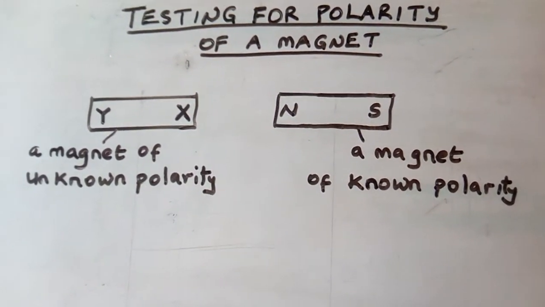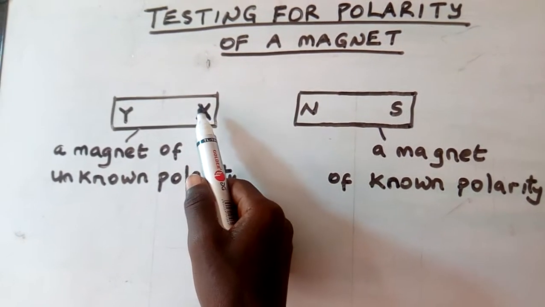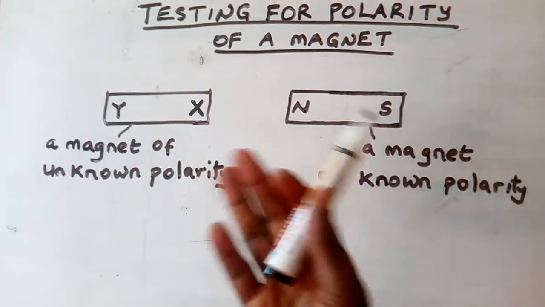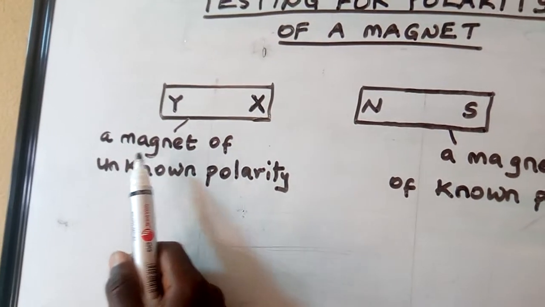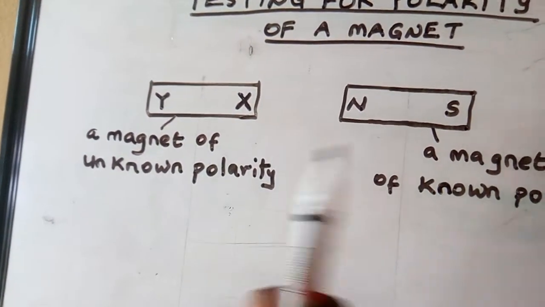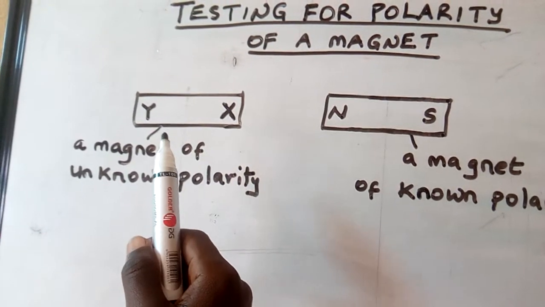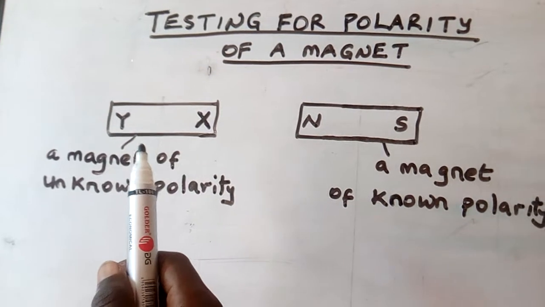So you are given a magnet like this one. You don't know this pole, you don't know this one. That's why we are calling it X and Y. They are not known. So this is a magnet. As you can see, we have written here, a magnet of unknown polarity. This is the magnet you are testing. So for you to test for the polarity of this magnet, you need another magnet.